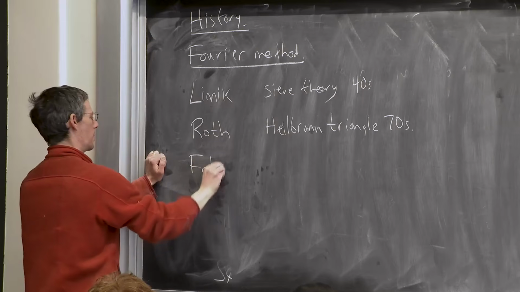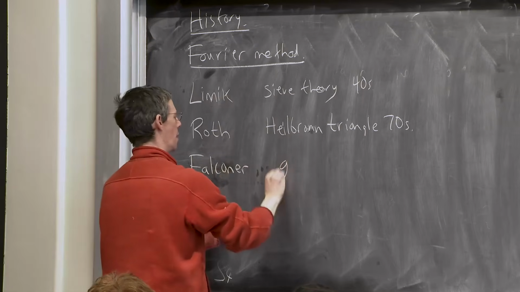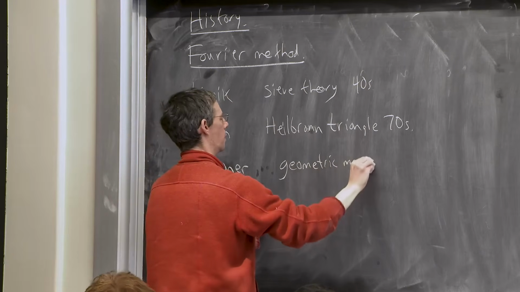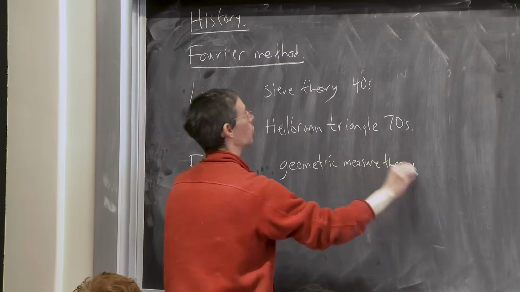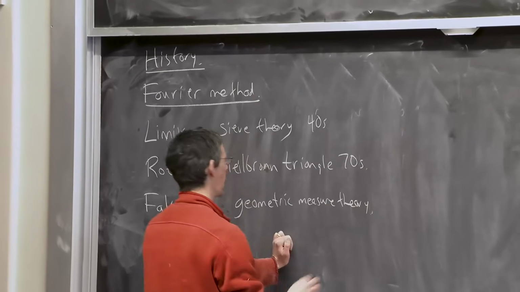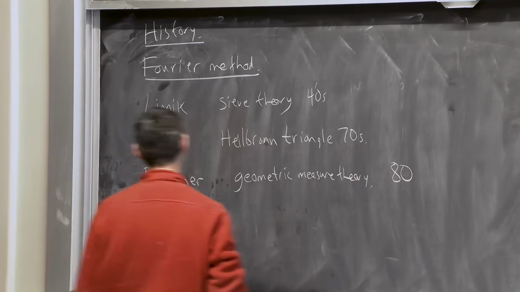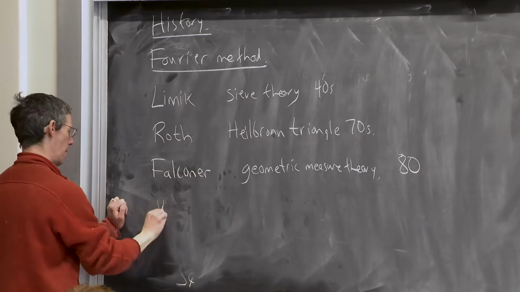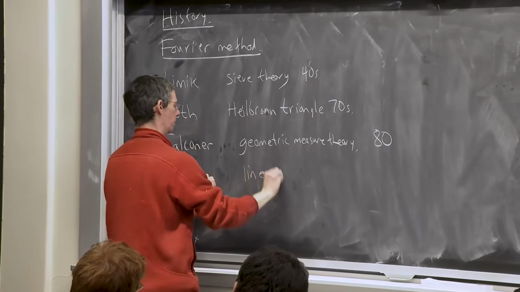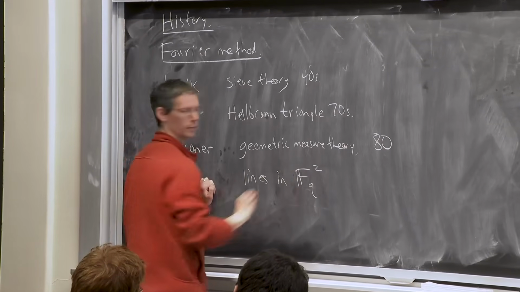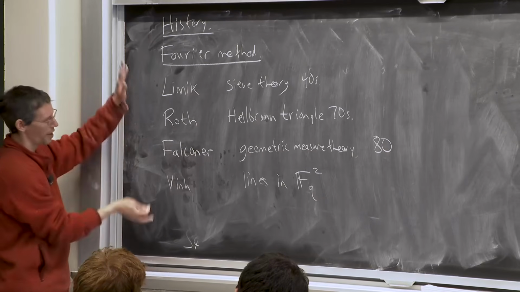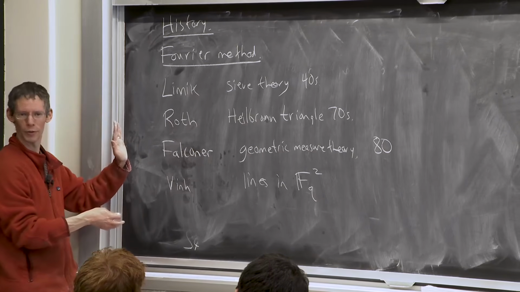Then something like this was done by Falconer in geometric measure theory. So Falconer essentially proved the corollary that I just erased, and that was around 1980. And then it was done by Vinh in the setting of finite fields, so lines in F_q^2. I'm not positive about this, but I think that many of these people were not fully aware of the others.